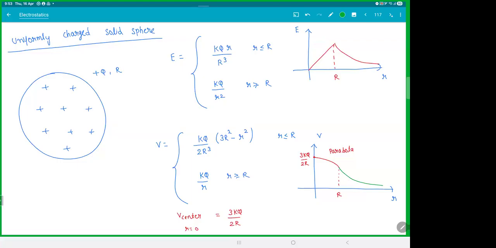Please note down the results. Copy down roughly. You will need these results. Once you go outside, every shell becomes like a charge at the center. All copied? Put it on, note it down.